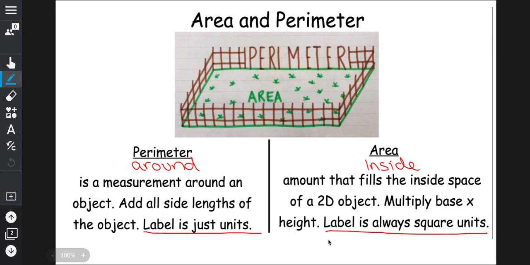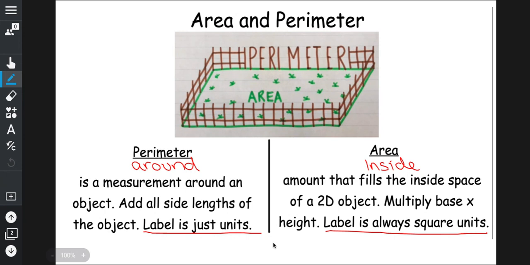Area is the two-dimensional shape. It has a base and a height to it, and it's all that space that fills the middle. So this one is going to be base times height. And because we're multiplying two numbers, our label is going to have square in it. So it's going to be squared feet, squared inches, squared miles.